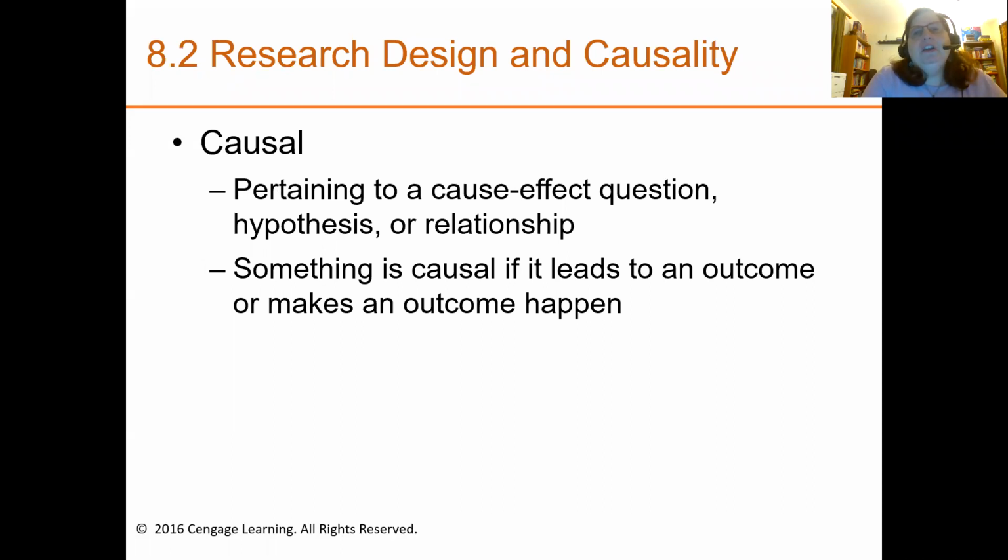So we're going to be dealing with this notion of causality quite a bit. So let's just kind of understand what we're talking about here. So when we talk about causal, we're talking about a cause-effect question, hypothesis, or relationship. And if it's causal, it leads to an outcome. It makes an outcome happen. So that's different from just being associated or just being related. It actually A produces B.